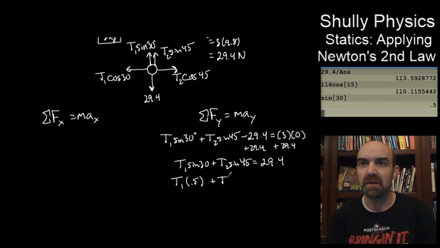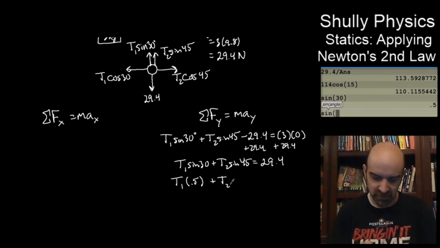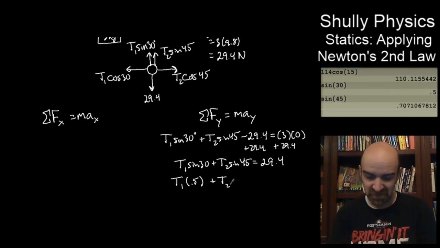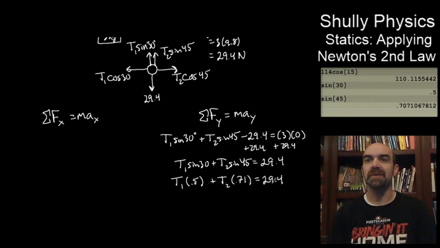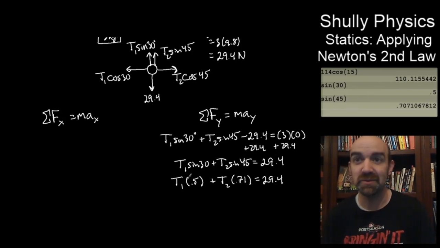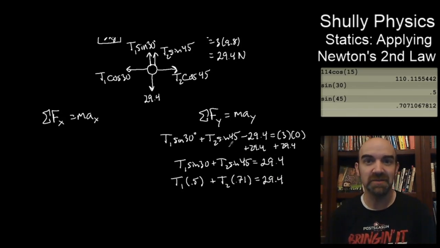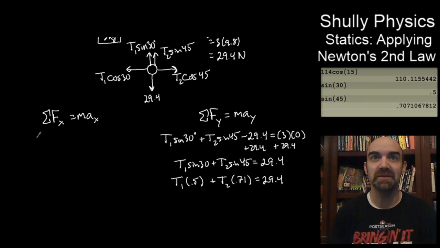And then sine of 45 is 0.707. I'll just say 0.71. All right, so you see, we can't really solve for anything. There's two unknowns. So when you get stuck, don't stop. We're going to head on over to the X direction.